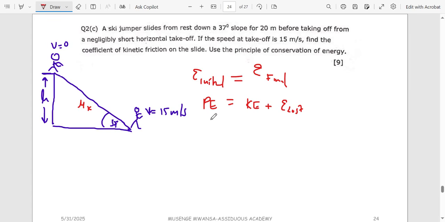So at the maximum point, the kinetic energy is zero, and the potential energy is mgh. At the bottom, the kinetic energy is half mv squared. The energy loss is the energy done by or done against friction. That is going to be, remember, this is energy.